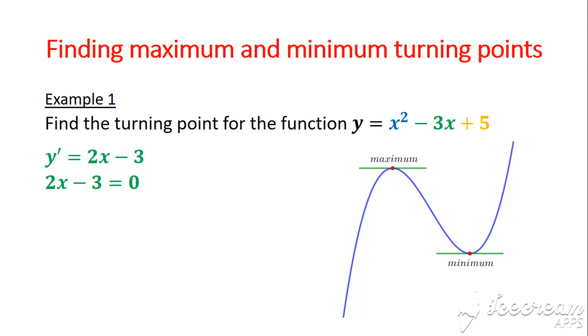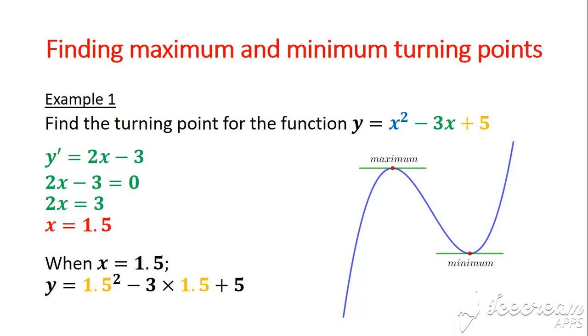Right, let's solve this by adding 3 to both sides and dividing by 2 on both sides and get x is equal to 1.5. Now, we're going to take that value of 1.5 and substitute it back into the y rule, not the gradient rule, the y rule, to get y equal to 1.5 squared minus 3 times 1.5 plus 5, and that gives us a y value of 2.75.